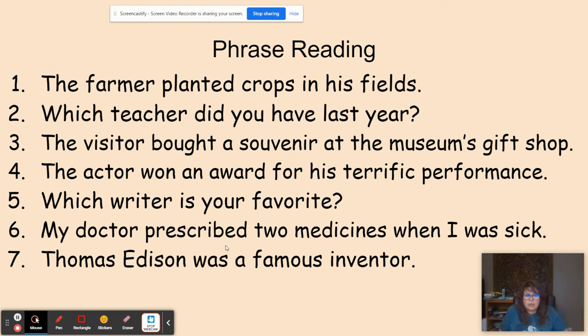My doctor prescribed 2 medicines when I got sick. Doctor is your spelling word. Now remember, the word doctor comes from the Latin word, so it's not an American word, it's not an English word, so that means it doesn't follow our rules. Number 7, Thomas Edison was a famous inventor. Inventor is your spelling word. One who invents is called an inventor.